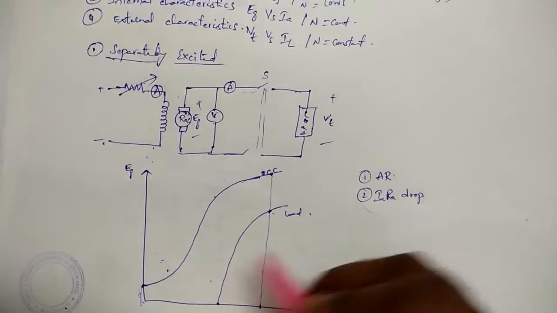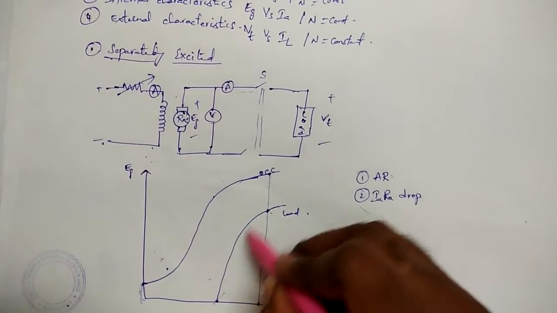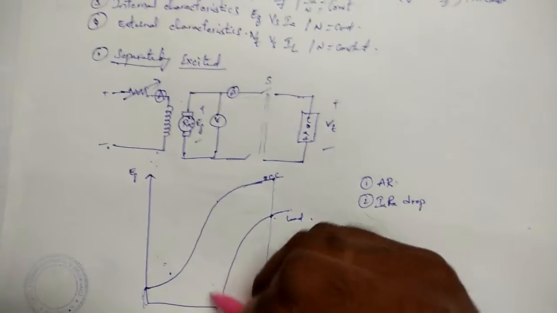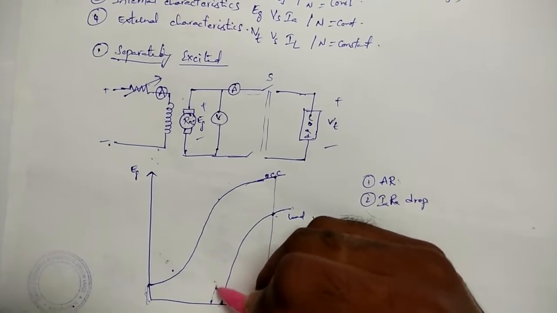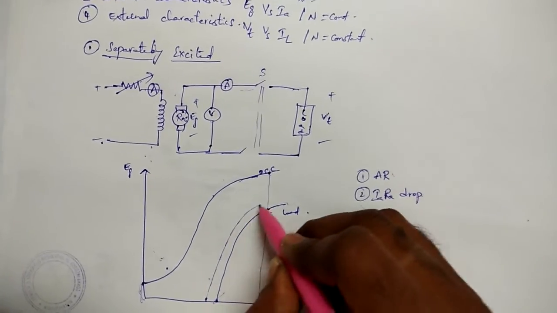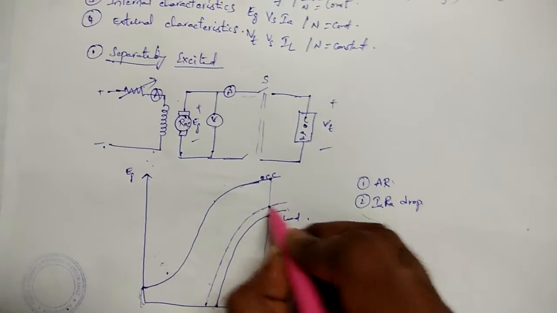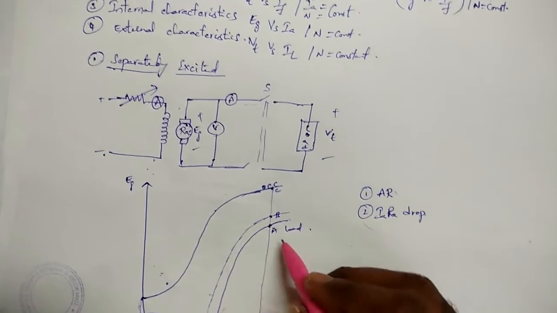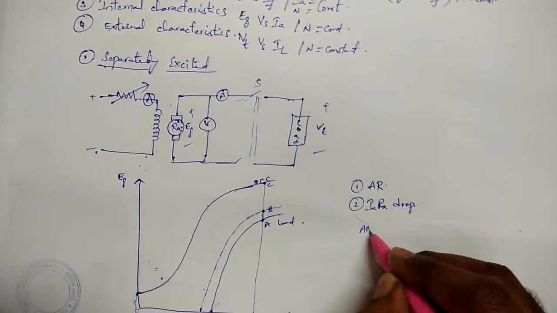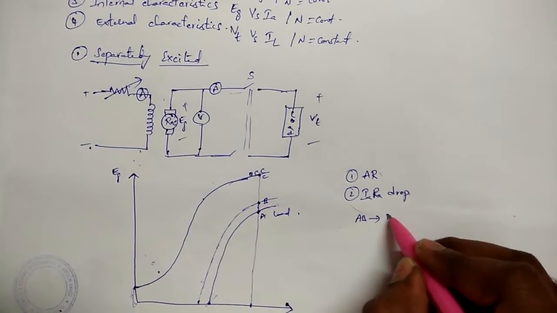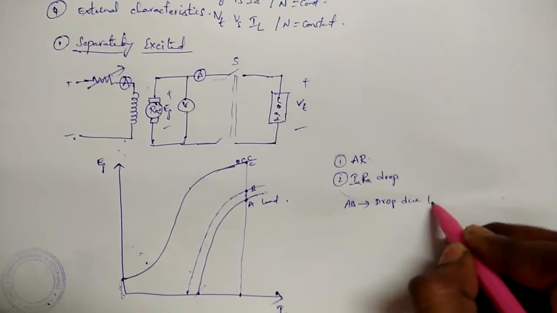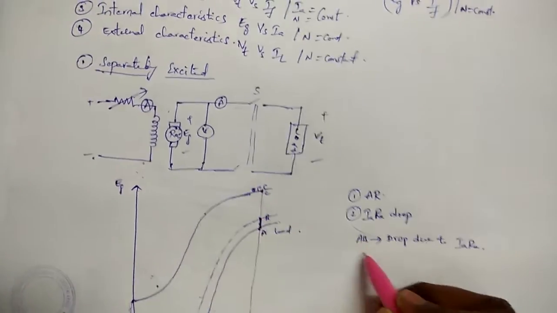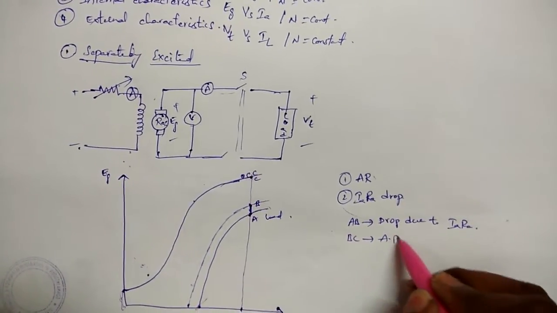So this is the VT curve. For this VT curve, if you add IARA, it will be like this. Let this point be A, this B, and this C. This AB is the drop due to IARA. Understand? This is due to IARA. The remaining BC is due to armature reaction. Understand?